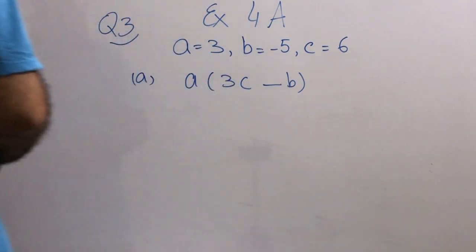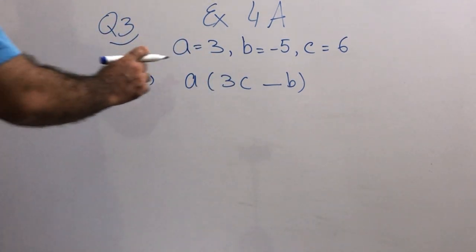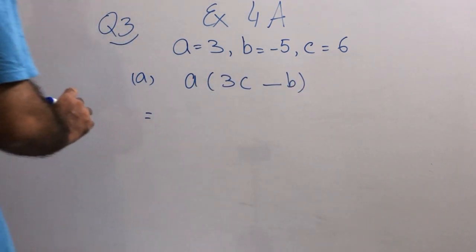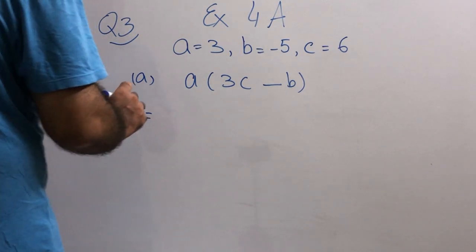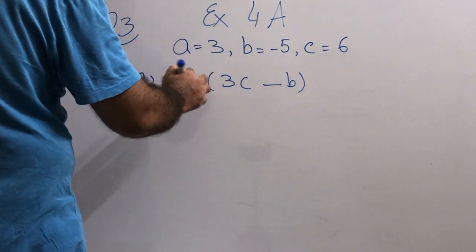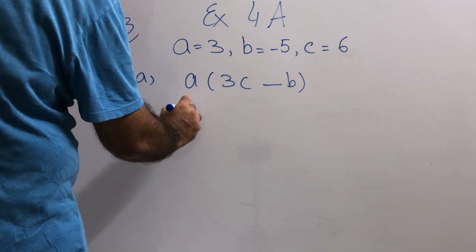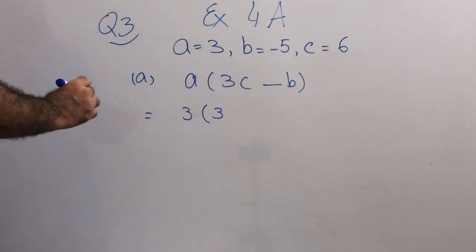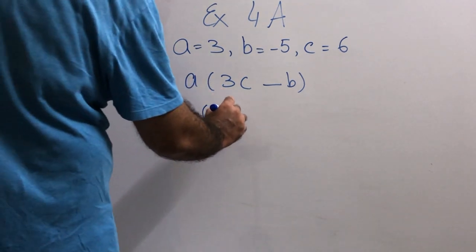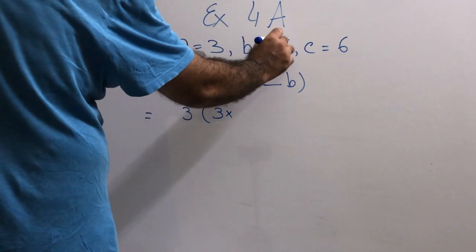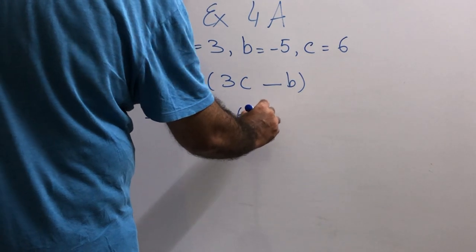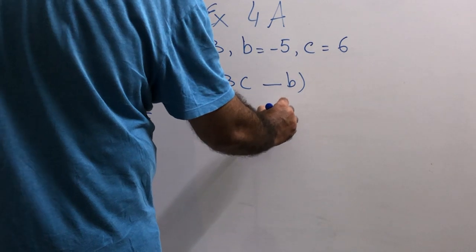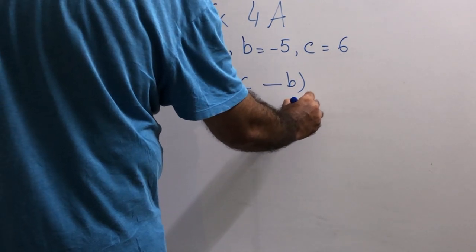in this expression. So the very first thing is, when you are dealing with an expression, put an equal sign in the beginning. Then we need to put the values of all the variables. a is 3, put 3 into 3c. We know that 3c is equal to 3 multiplied by c. c is 6, minus b. b is minus 5. So in place of b, we'll put one bracket and we'll place its value minus 5.